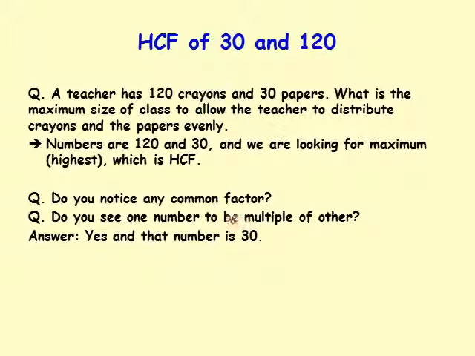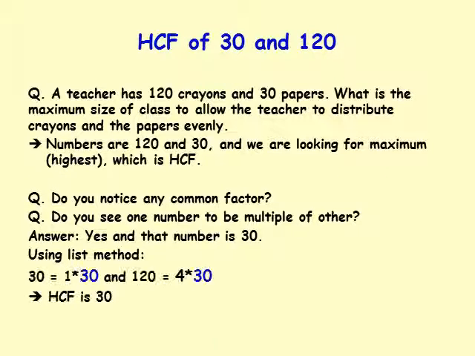We use the same property in adding or subtracting fractions when one denominator was a multiple of the other. So we know that one number is a multiple of the other. We have used that before. So this number is 30. We're doing factors here. So 30 is our highest common factor. Let's do the list method now.